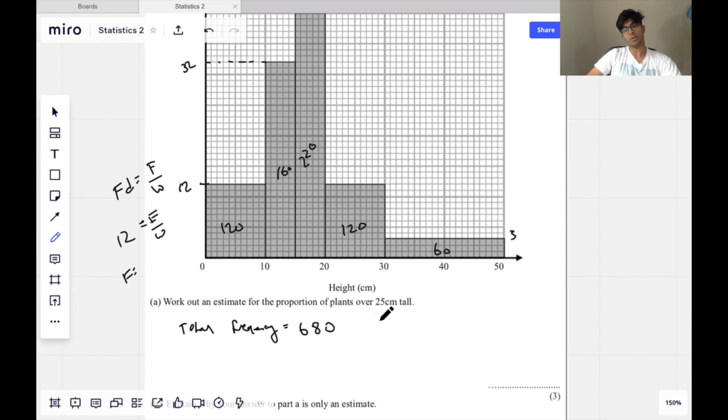Now we're looking at the proportion of the estimates of the plants over 25 centimeters tall. So we cut this in half. So there's clearly 60 on this and 60 on here. 60 plus 60. So the ones we're interested in is, frequency of above 25 is equal to 120. We'll do 120 over 680. So 120 divided by 680 is 3 by 17.